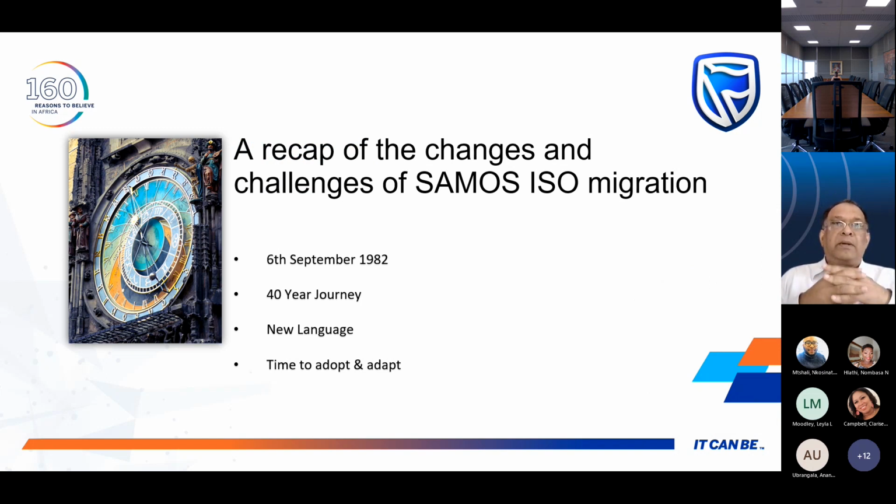So, 6th of September 1982. What's so significant about that particular date? Well, that was the date that the very first SWIFT message ran through the systems in South Africa. 6th of September 1982. That's when the concept around MT messages, the 103s, the 202s that you heard on the previous slides, became a reality in South Africa in our domestic environment.